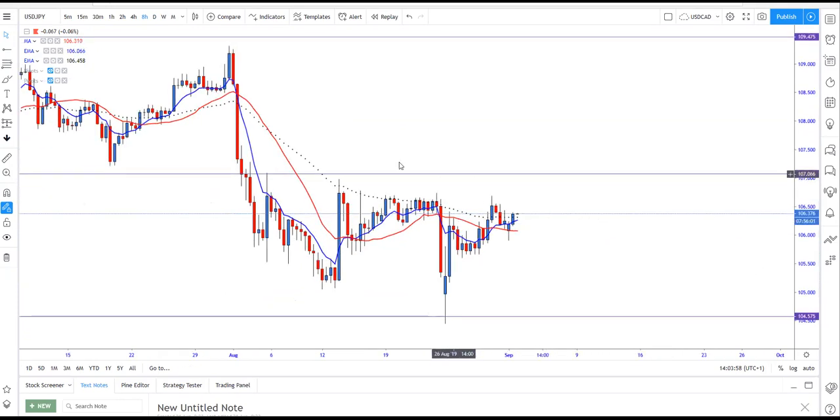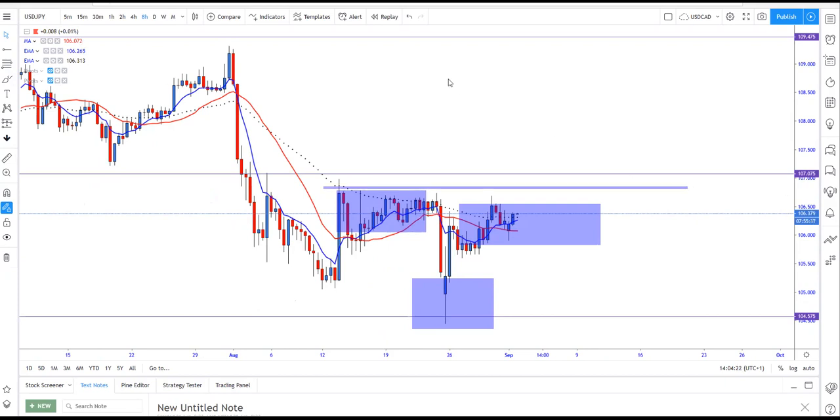We can see another thing on this, and I will make a point on it. This is your left shoulder, right shoulder. This is your head. Inverted head and shoulder formation, which is a bullish reversal pattern. So a breakout of this neckline means price can go higher.